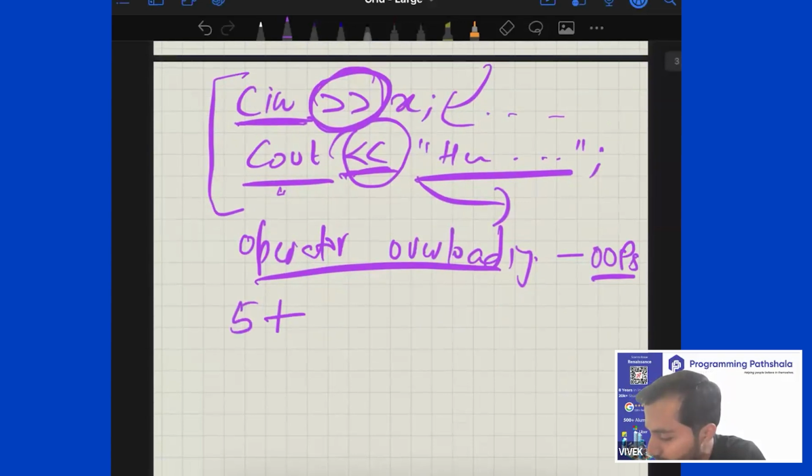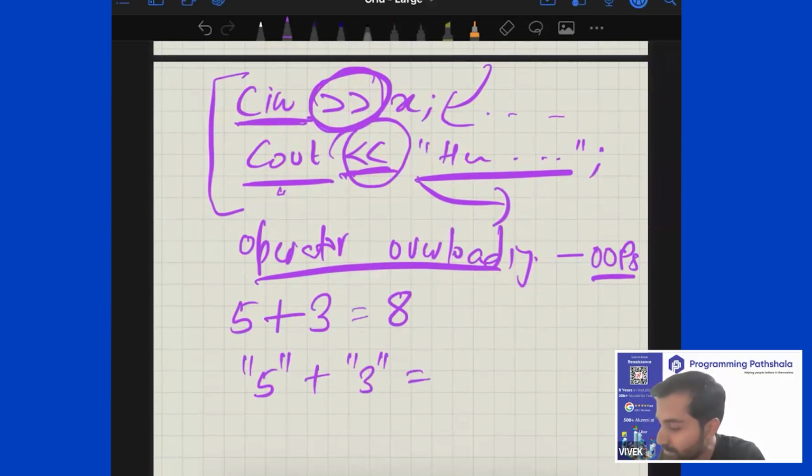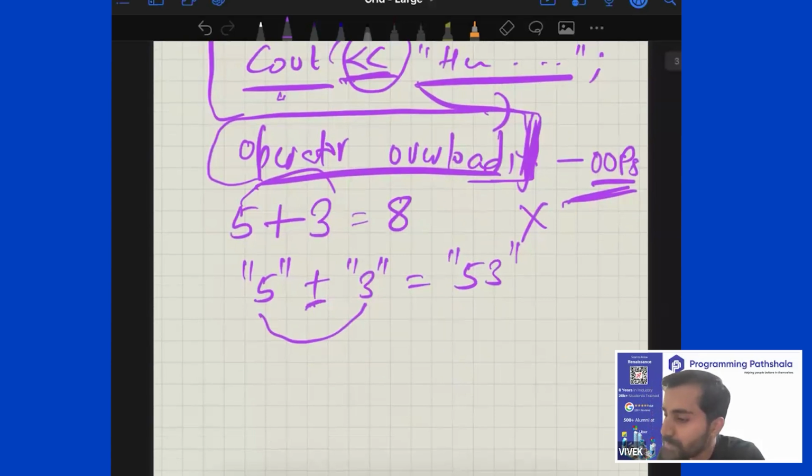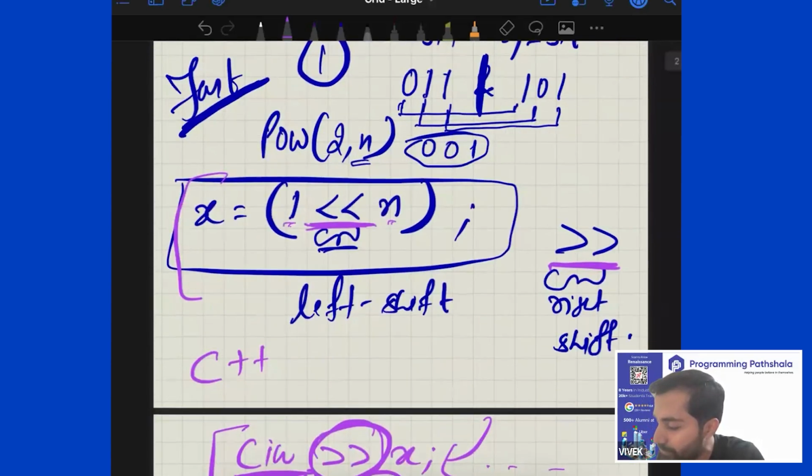When you do 5 plus 3, the result is 8. But when you do "5" plus "3" with strings, what is the result in this case? Yeah, it is 53. So this addition operator behaves differently when applied with strings and differently when applied with integers. So this is a side thing, but I could not resist talking about it. So do you guys understand what operator overloading is before we move ahead? Okay, that's awesome. So now let's come back to our left shift operator.